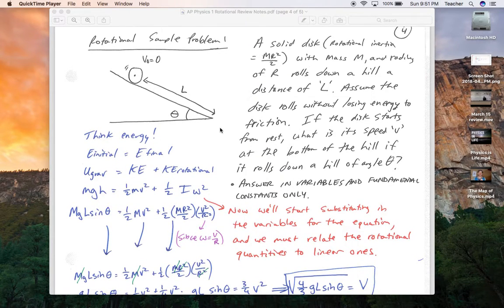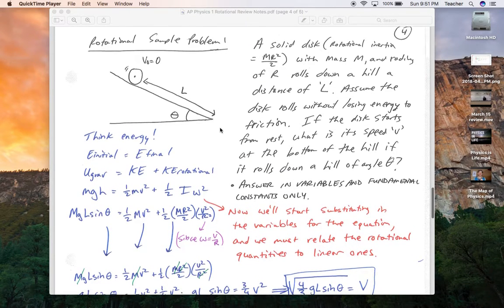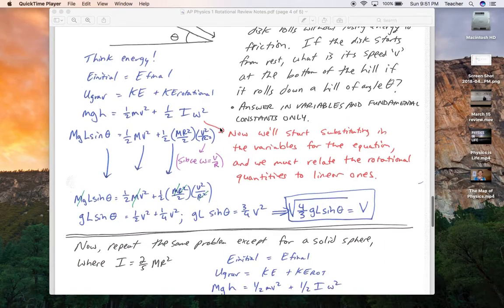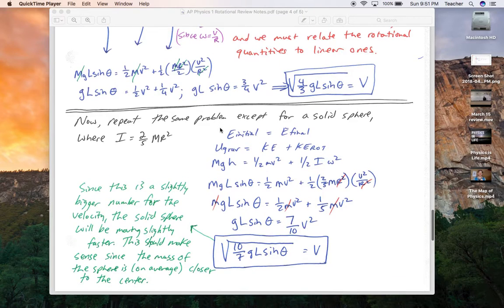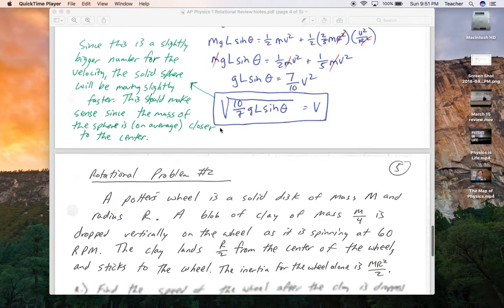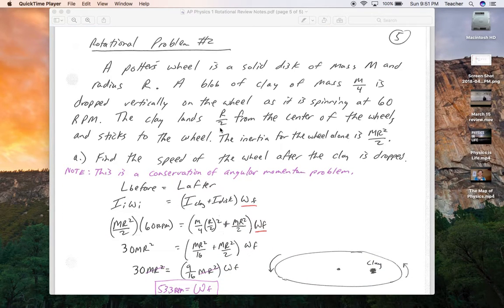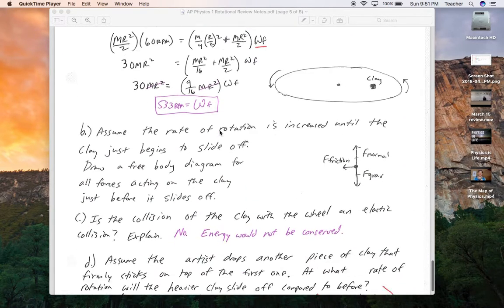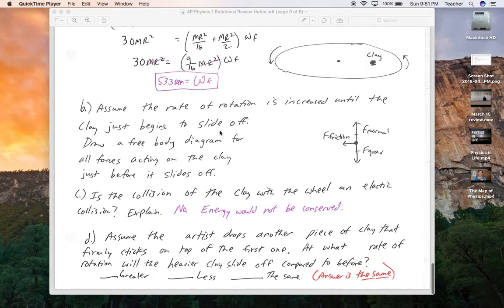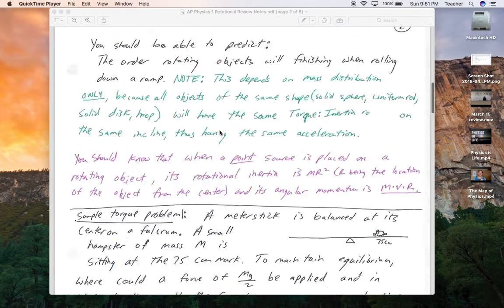Rotational problem 1, and this is a whole page. And I changed some of the parameters. And then rotational problem 2, which deals with conservation of angular momentum. All right, back up to the top.